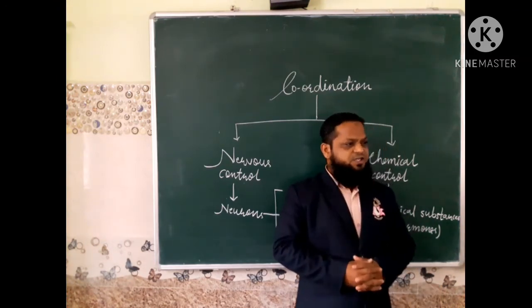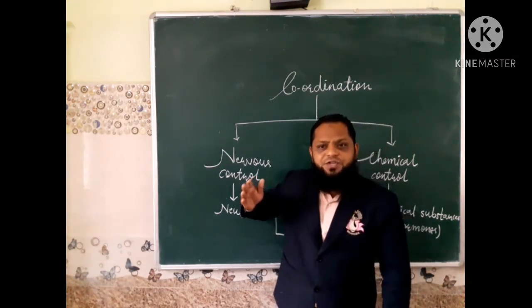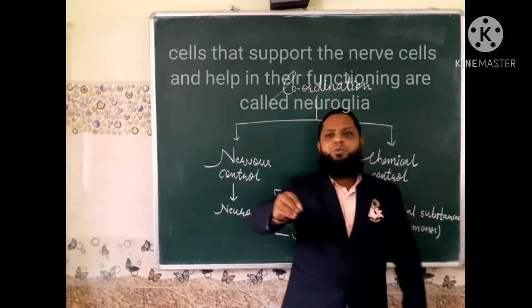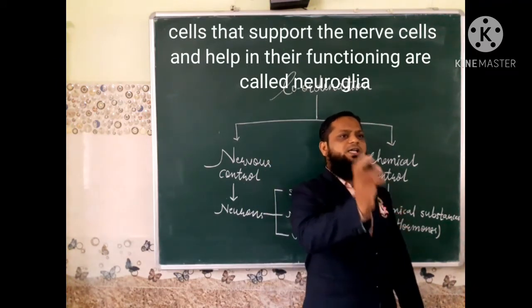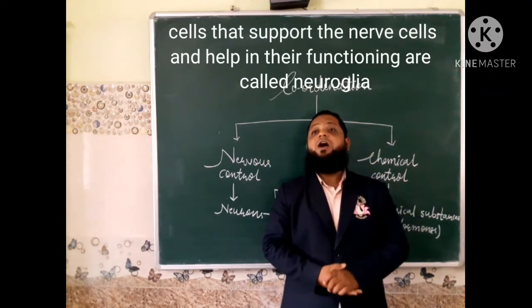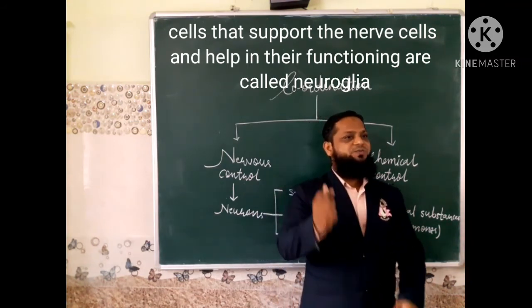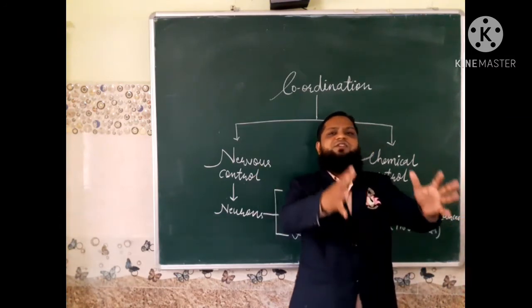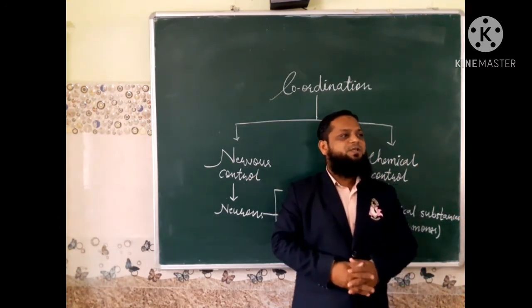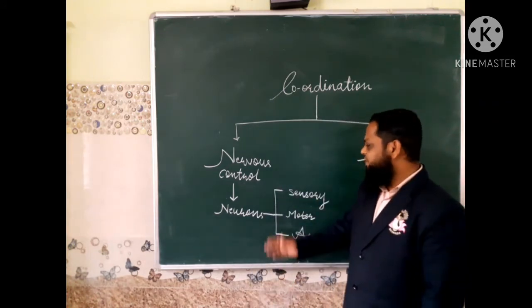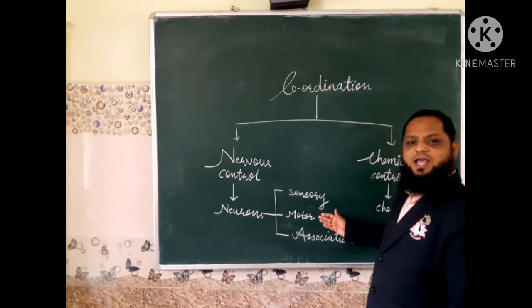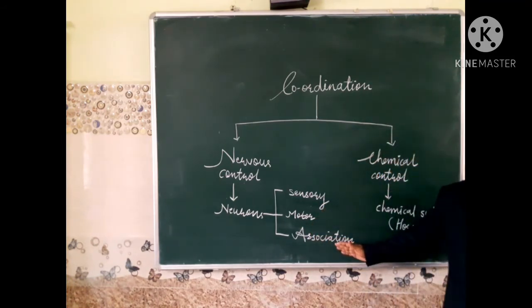The functioning of the neurons is supported by a cell called neuroglia. This neuroglia cell supports the functioning of neurons. Neuroglial cells and nerve cells together form the nerves. There are three types of neurons: sensory neuron, motor neuron and association neuron. Three types of neurons are there.